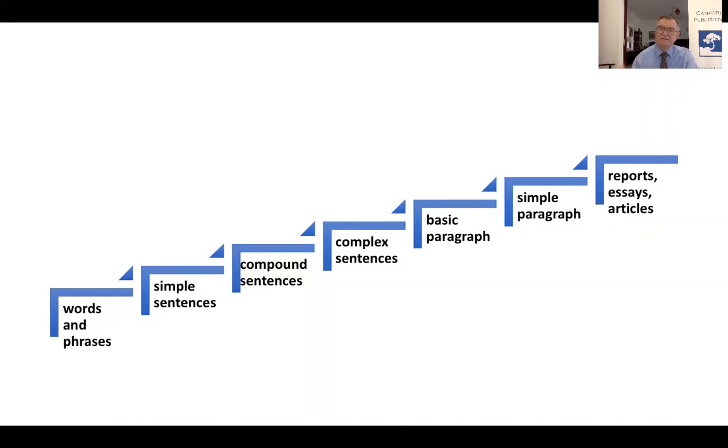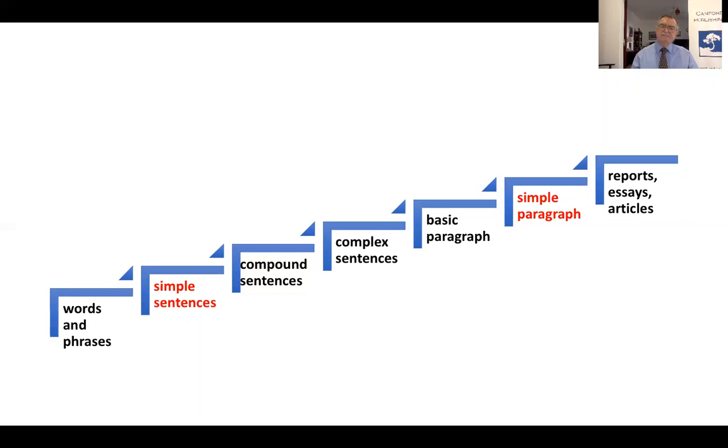And then building up to a simple sentence, then to compound and complex sentences, and then basic paragraphs, simple paragraphs. I've also included extended paragraphs, I'll come to that. And then at the top, reports, essays and articles. Maybe that's our summit, where we want the students to get to in a particular period of time.